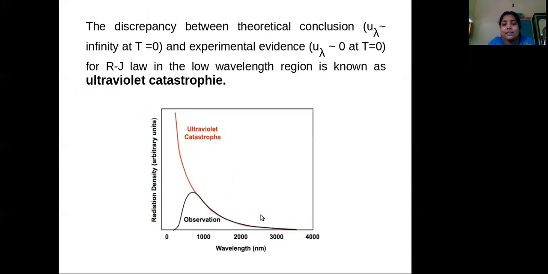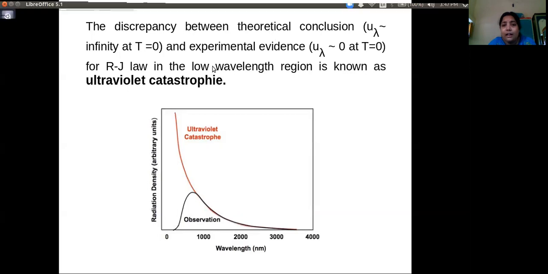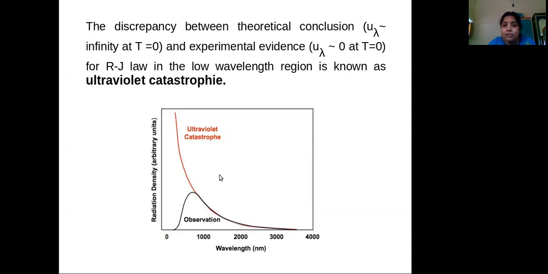Now, as I said, this law is valid in the higher wavelength region. The discrepancy between the theoretical conclusion, which states that u(lambda) should be infinity at T equal to 0, this is the theoretical line, red one, and the experimental evidence, that is u(lambda) should be 0 at T equal to 0. The discrepancy between the theoretical conclusion and experimental evidence for Rayleigh-Jeans law is at the lower wavelength region. This phenomenon is known as ultraviolet catastrophe.